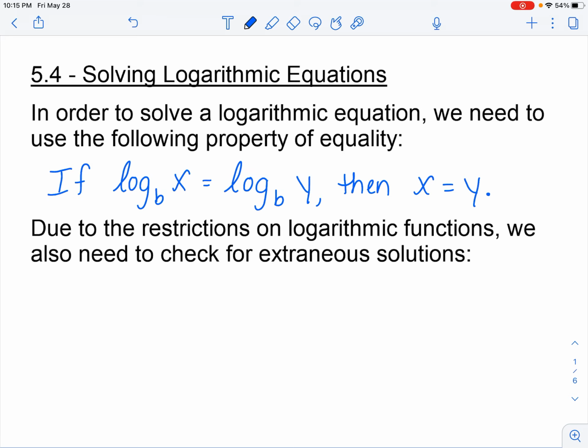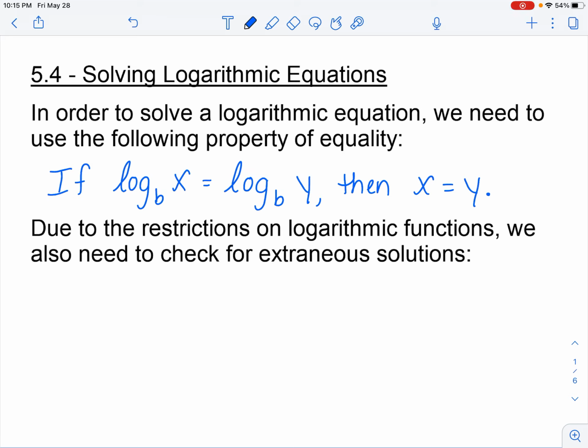So if you have two logarithms set equal to each other with the same base, emphasis on they have to have the same base, the interior arguments must be equal to one another, the x and the y. All right? But due to the restrictions that we have on logarithmic functions, we're going to need to check for extraneous solutions, which will occasionally come up.